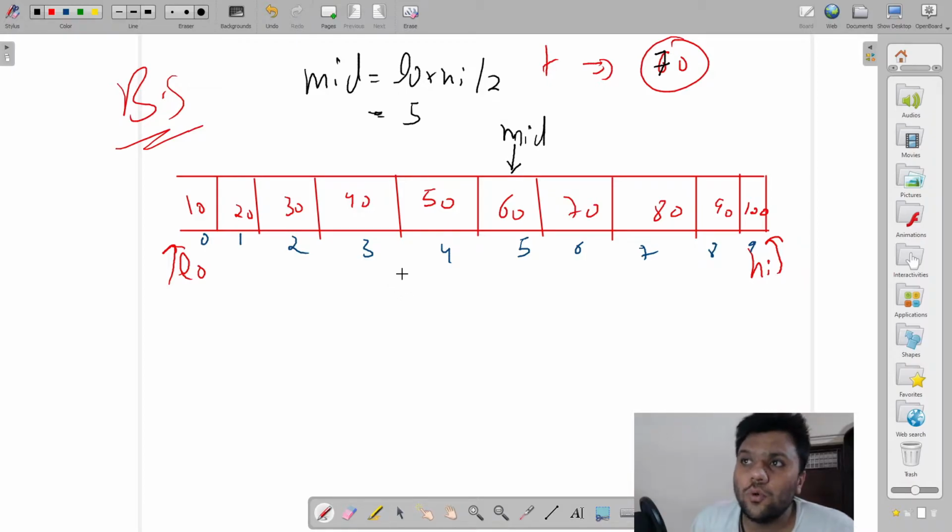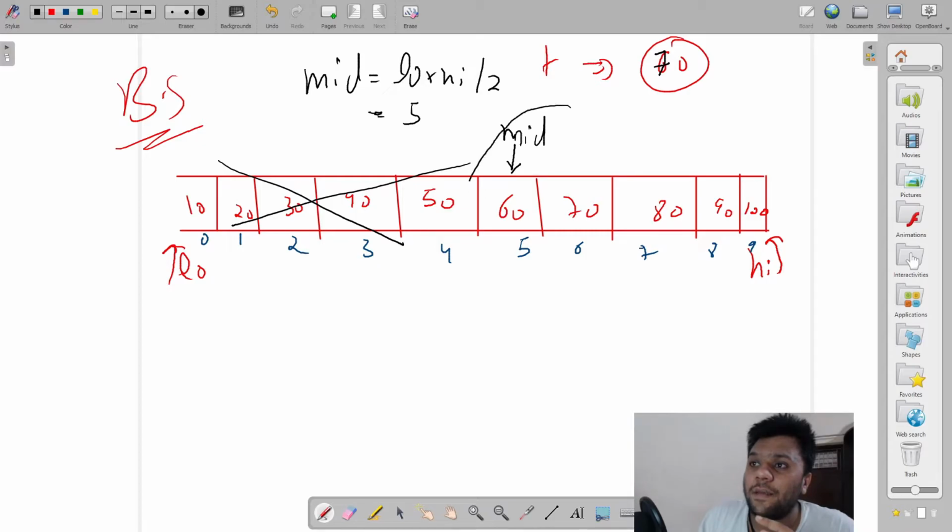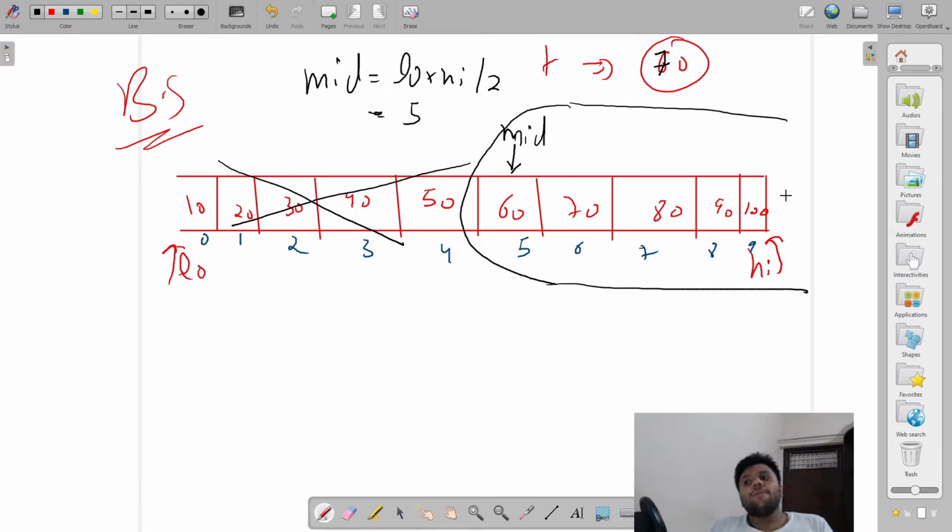Okay. So let's say I have to find 70 over here. I just told you. Then what I will do, I will calculate my mid, which is 5. Then I will check whether my mid is less than my number or greater than my number. If it is less, I will simply stop looking at these numbers. I will focus only after my mid, only after these numbers. So now I'm just looking at these numbers, and I completely ignore these numbers.